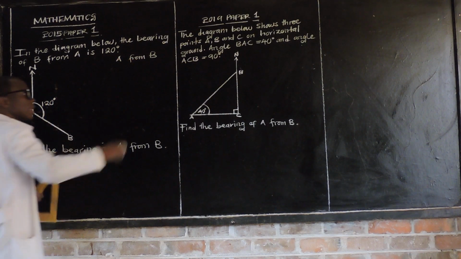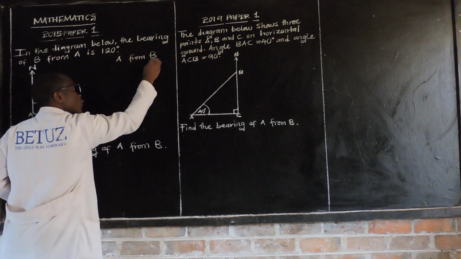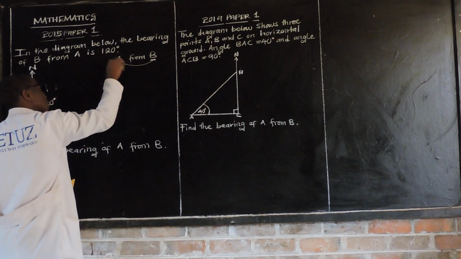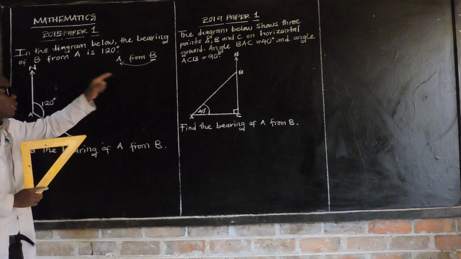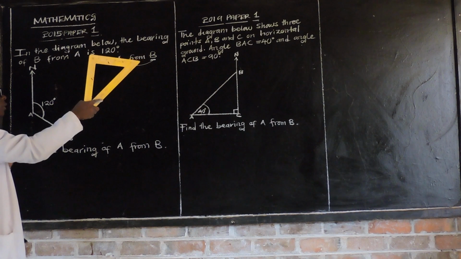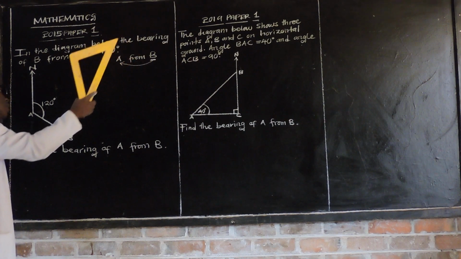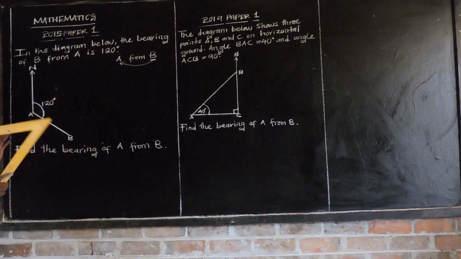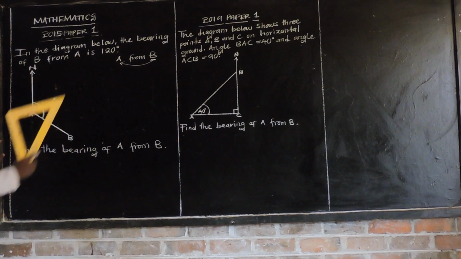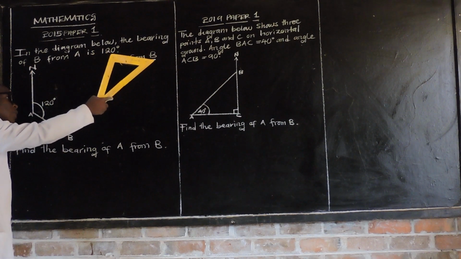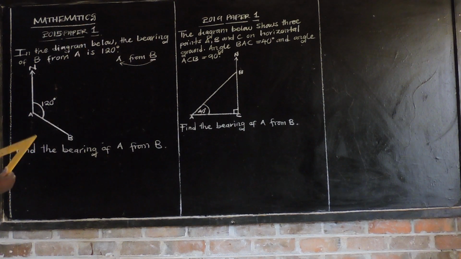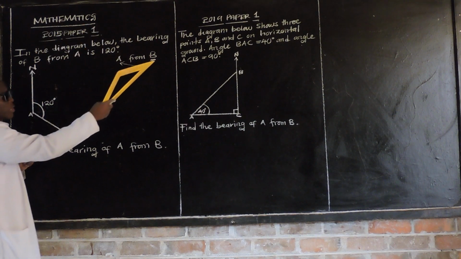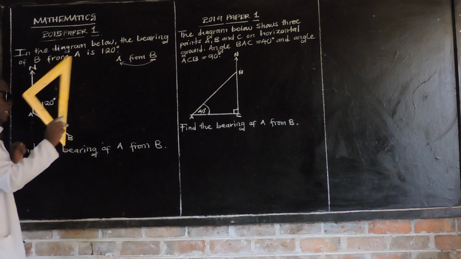So in this case, we are coming from point B, the north of B, going to point A. After identifying the point where we are starting our turning from, or where we are coming from, step number 2 is, you come up with a north from that very point. So we are going to come up with a north from point B. That's the second step.